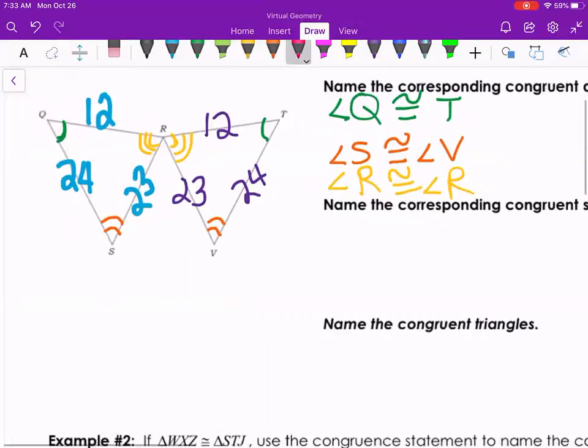All right, so let's start with QR. So segment QR that had a length of 12 is congruent to matching order. Q matched with T, so T's got to be first. TR.